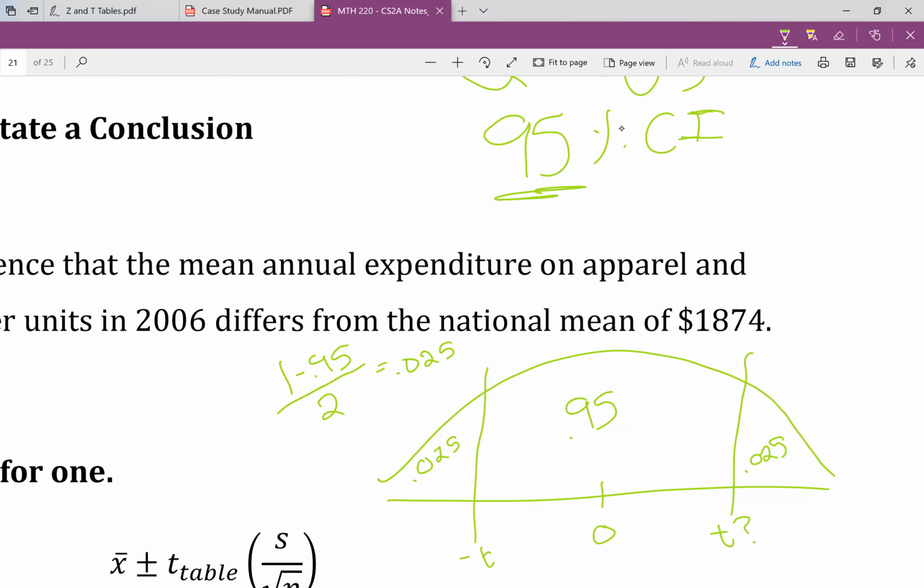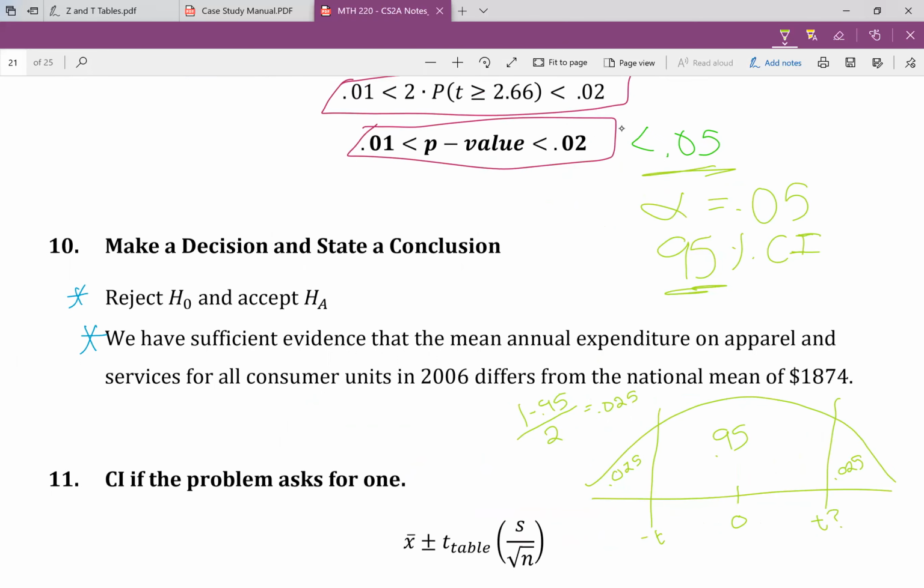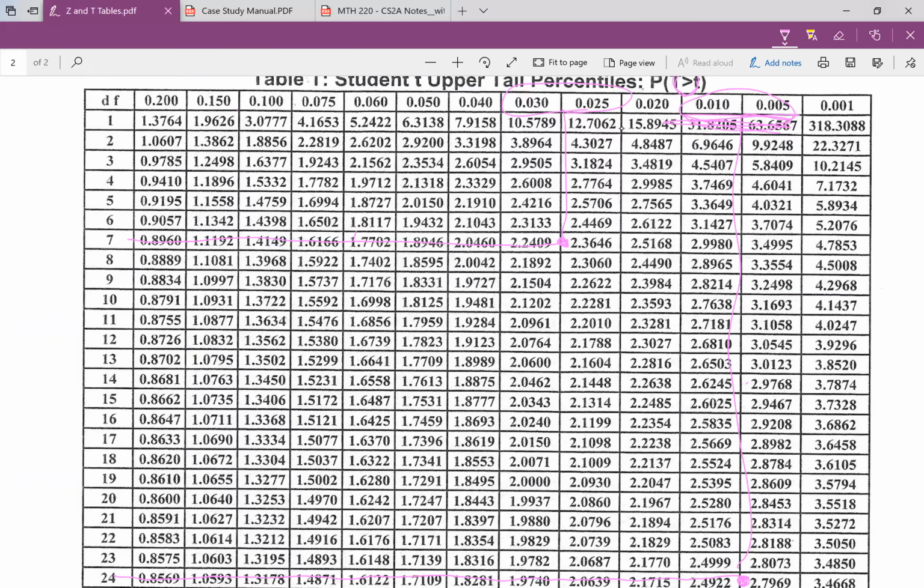Now we still have the same degrees of freedom we were working with before, and we want to look for this area of 0.025. When I go to my table, we've got a lot going on here. I still have my 24 degrees of freedom lined up at the bottom, and I go across the top looking for 0.025. I find it right here. So if I go all the way down, 2.0639, that's the t value I want to use in my confidence interval formula.